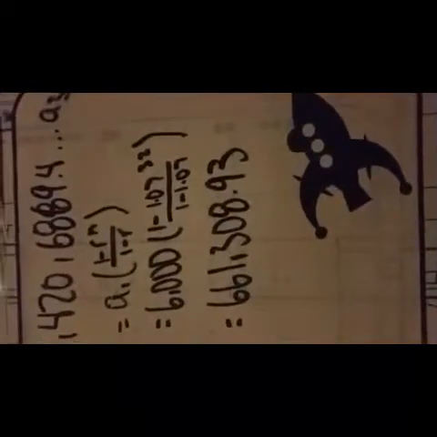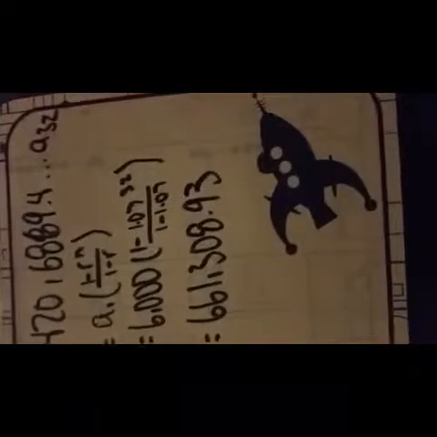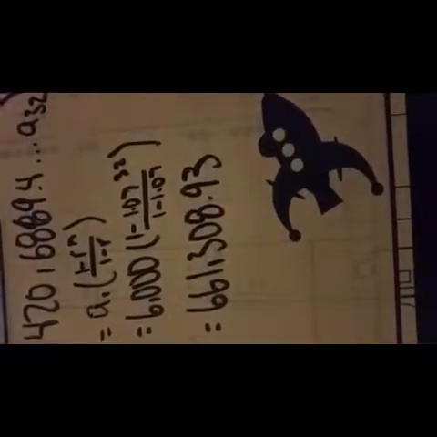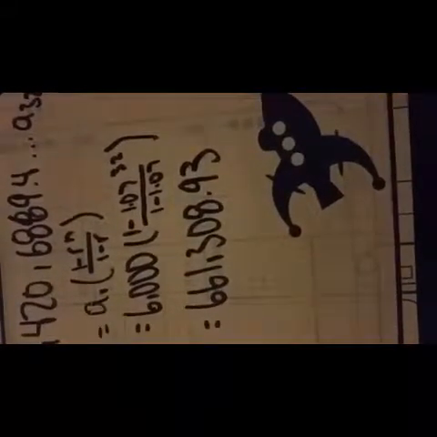So once you simplify everything, you finally get to 32 years, and you have $661,308.93 in your final account.